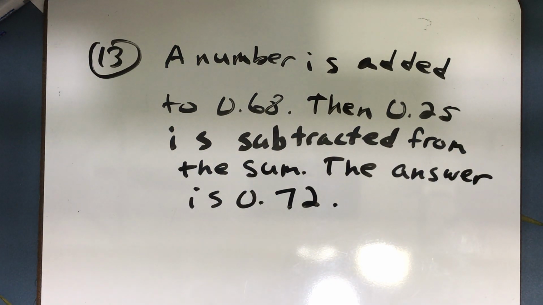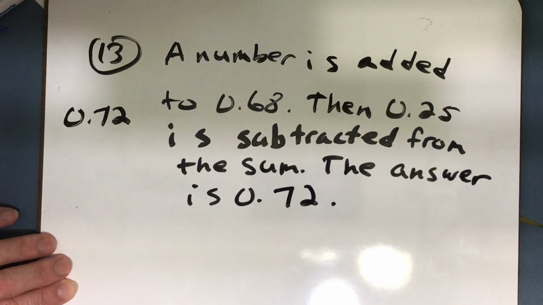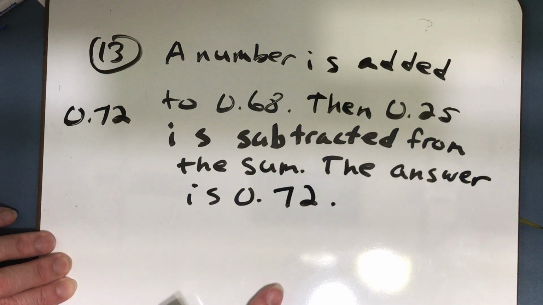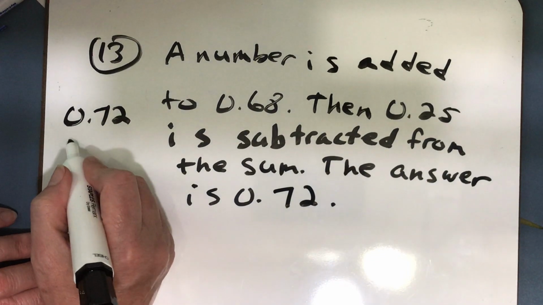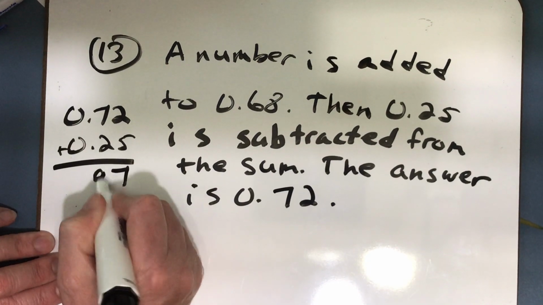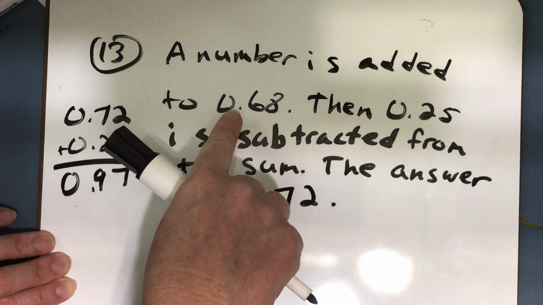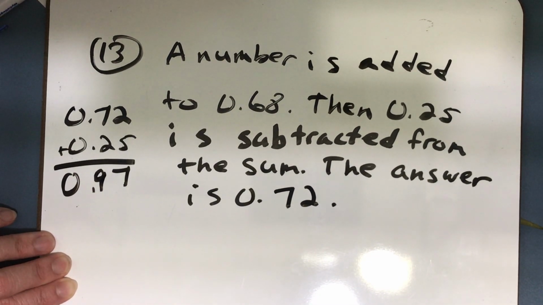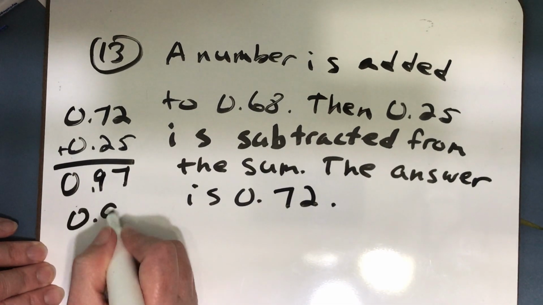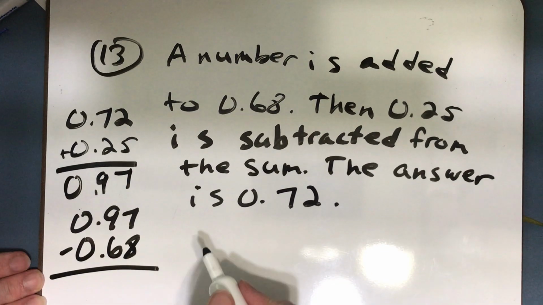So I'm going to solve this by working backwards. I'm going to start with 72 hundredths because that's where I end up. And it says that 25 hundredths is subtracted. Well, I'm going to do the opposite, so I'm going to add 25 hundredths to what I end up with. So I'll add the 25 hundredths. It'll be 97 hundredths. And then 68 hundredths was added. Well, I'm going to do the opposite. I'm going to subtract 68 hundredths. So I'll take 97 hundredths minus 68 hundredths because I'm doing the opposite.